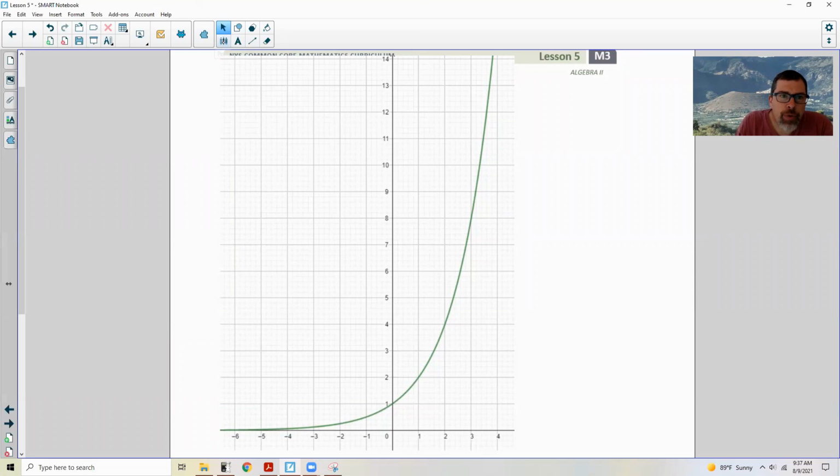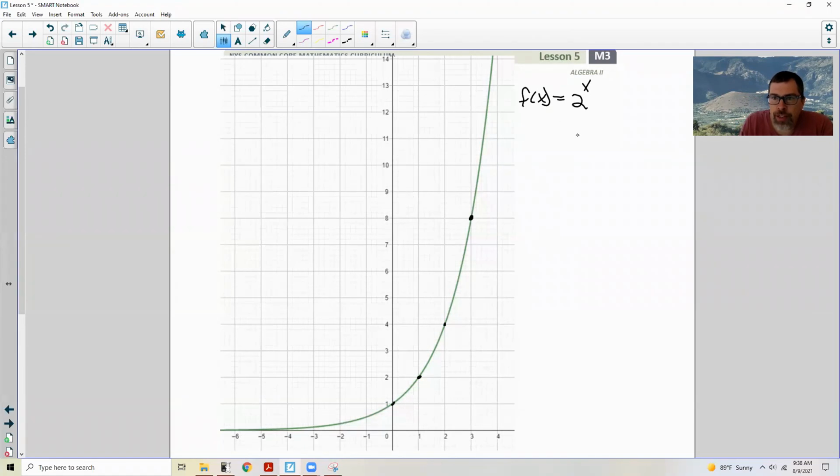Okay, so I brought a graph in of the function f of x equals 2 to the x. So when x is 0, 2 to the 0 is 1, that'd be right here. When x is 1, 2 to the 1 is 2. When x is 2, 2 squared is 4. And when x is 3, 2 times 2 times 2 is 8. Okay, so those are those points right there.